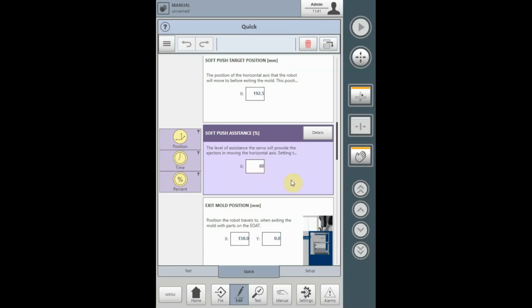During operation, view the vertical axes and try to see if there's any bending. If there is bending, too much resistance, then increase the value of this percentage.